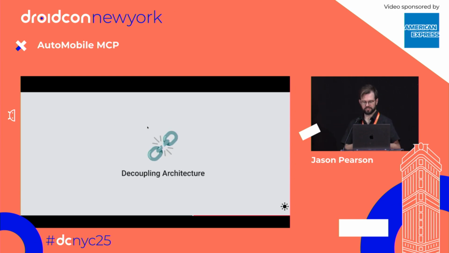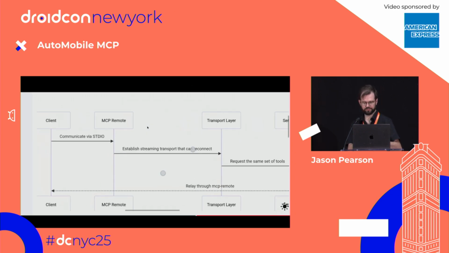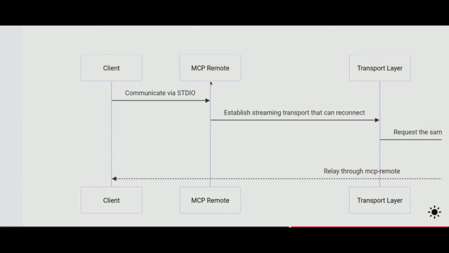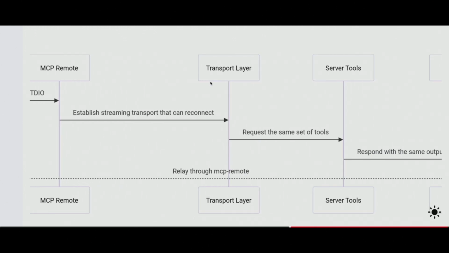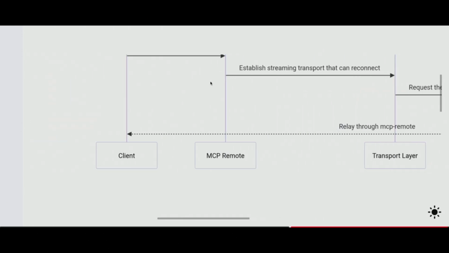So I'm going to decouple the architecture. Sorry that this is hard to read, so I'll zoom in a little bit. The way this works is you use the npm package mcp-remote so that your client can communicate over stdio, and then you have the transport layer to separate out the requirement to have a PID process that is connected to your server. That way you can have reconnect. So you request the same exact set of tools as stdio, you respond with it, you relay through mcp-remote all the way back to the client.